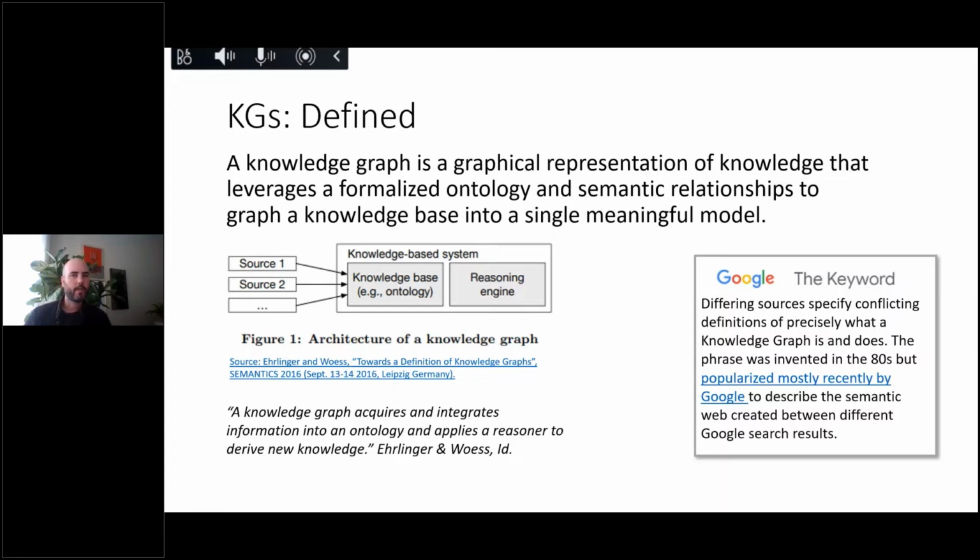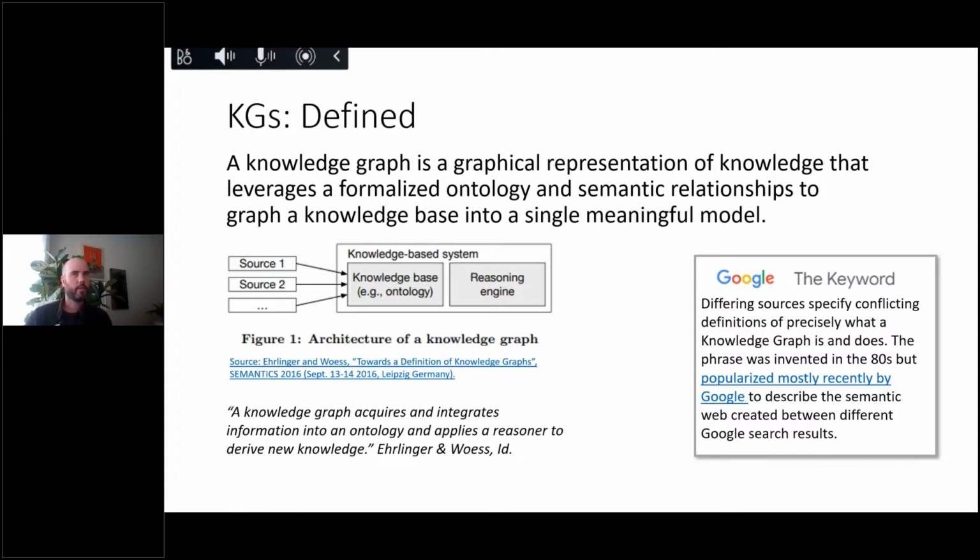The current wave of information and use of knowledge graph really stems to Google, which about 10 years ago announced in a blog post that they were going to be using knowledge graphs to help increase the accuracy and some of the relevance of their search results, and organize the information into a more useful way.